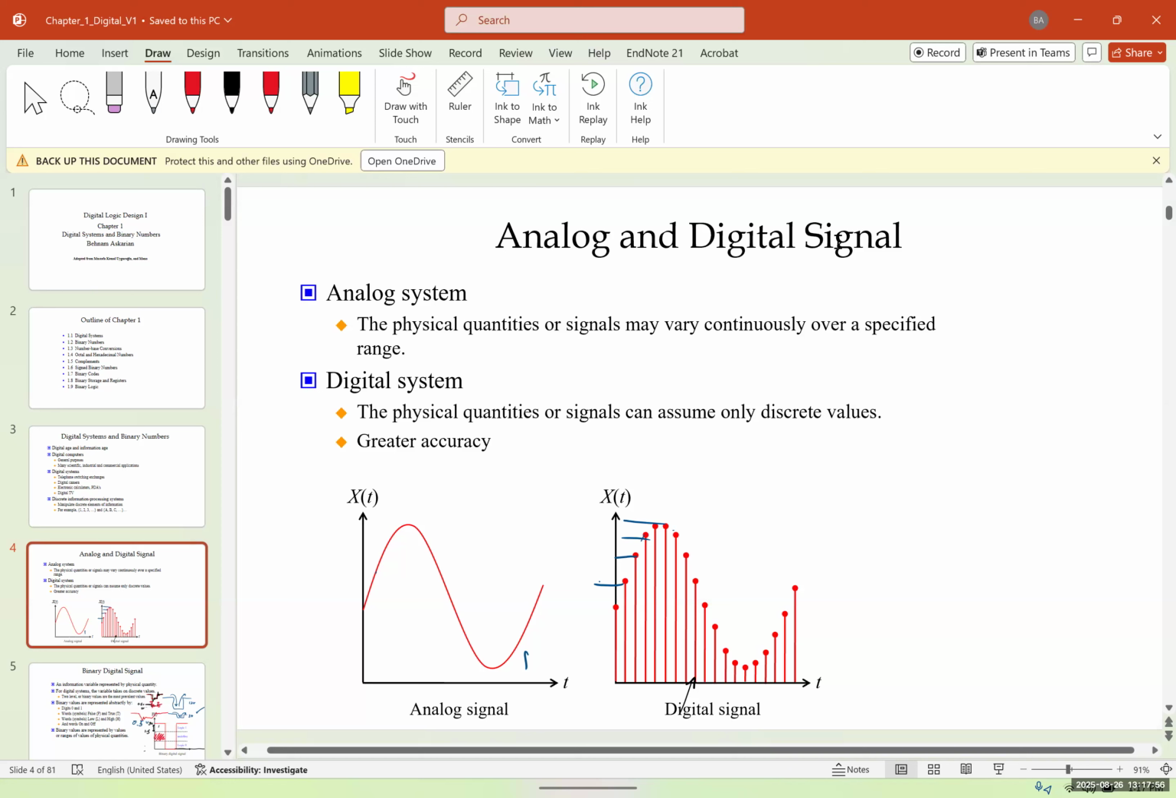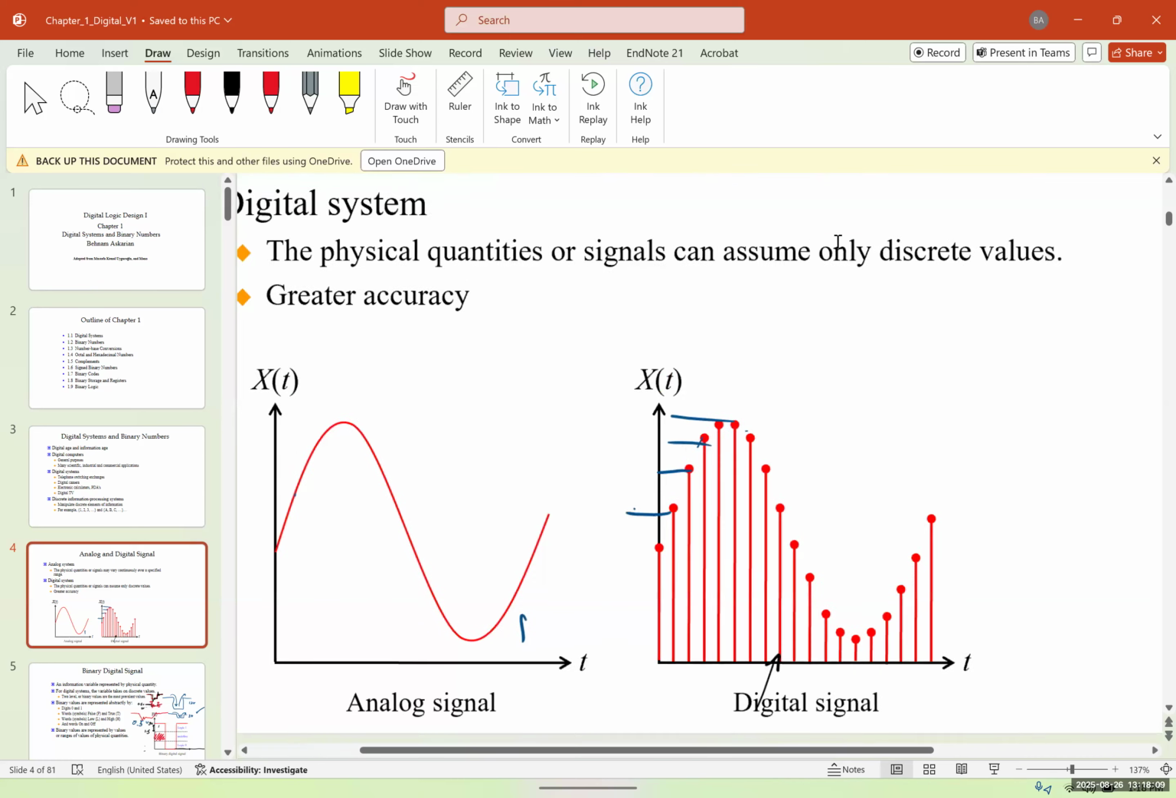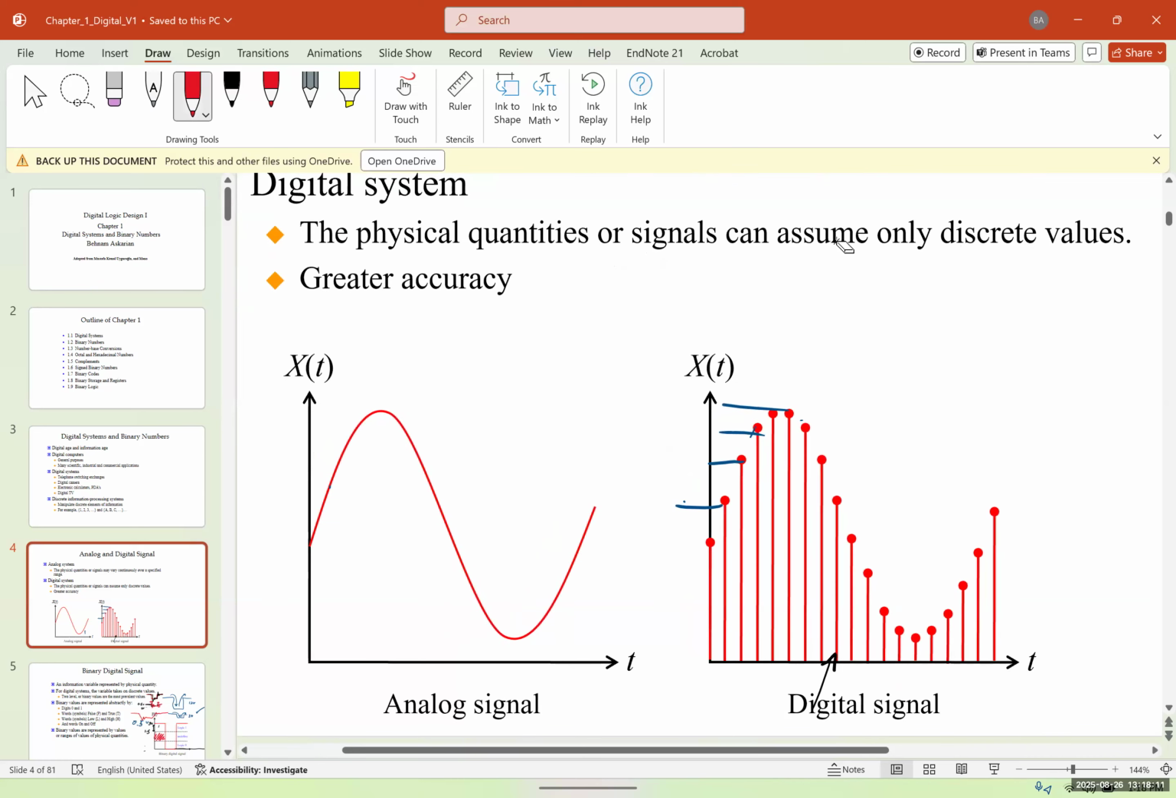So what are digital systems? They are the physical quantities or signals that can assume only discrete values, and they have greater accuracy. So on the bottom, you see 2 different signals. On the left, we have an analog, and on the right, we have a digital signal. Okay.